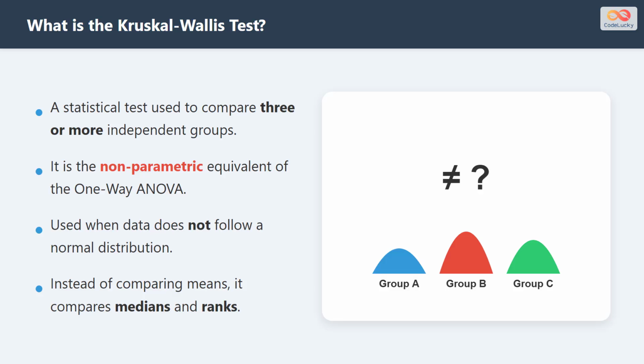So, what exactly is it? The Kruskal-Wallis test is used to compare 3 or more independent groups. You can think of it as the non-parametric cousin of the One-Way ANOVA. We use it when our data does not follow a normal distribution. Instead of comparing the average, or mean, it compares the medians and the ranks of the data.